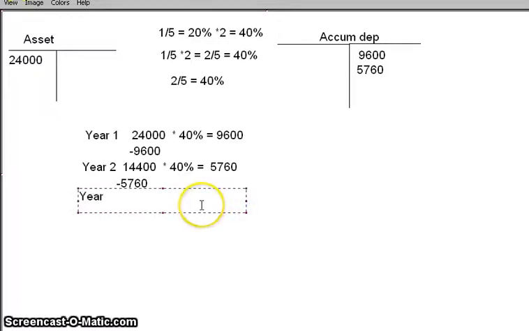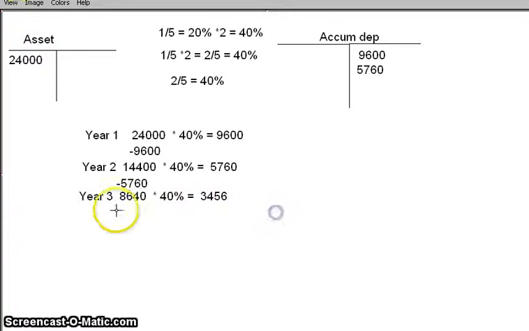Probably should have done this in Excel, but that's all right. We're doing okay here. So 14,400 minus 5,760 is 8,640, the new book value, times 40%. We are going all the way through this for a reason here. Times 0.4 is $3,456 of depreciation in year 3.